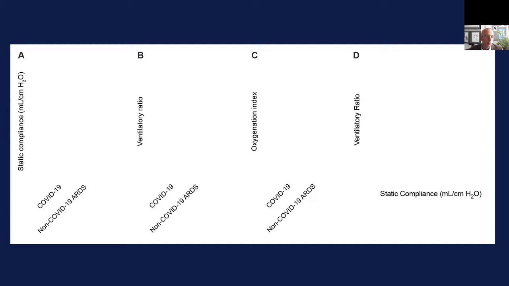We compared them first in respiratory mechanics. And on the leftmost graph here, we're showing you compliance. So what Dr. Gattinoni has said is high in COVID-19. And we're comparing the COVID-19 cohort with the non-COVID-19 ARDS cohort. And lo and behold, there is absolutely no difference at all. They are all stiff. There's variation, heterogeneity within each cohort, but there is no meaningful difference between the COVID-19 and the non-COVID-19 ARDS patients.